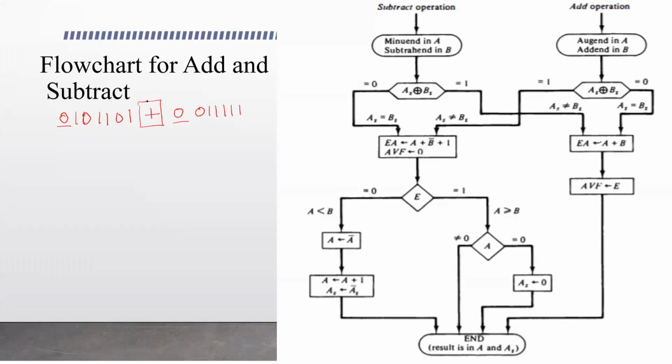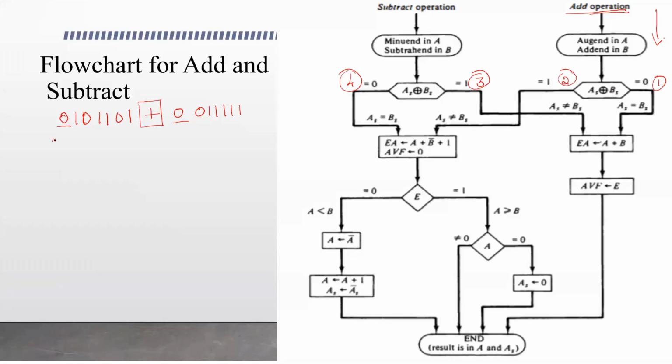So in the flowchart, we go to the add operation. Before that, let's number the paths. Let's say there are 4 paths: this is path 1, this is path 2, this is path 3, and path 4. As this is an add operation, we take this particular part of the flowchart. Here the augend is in A and the addend in B. A is the first number and B is the second number.